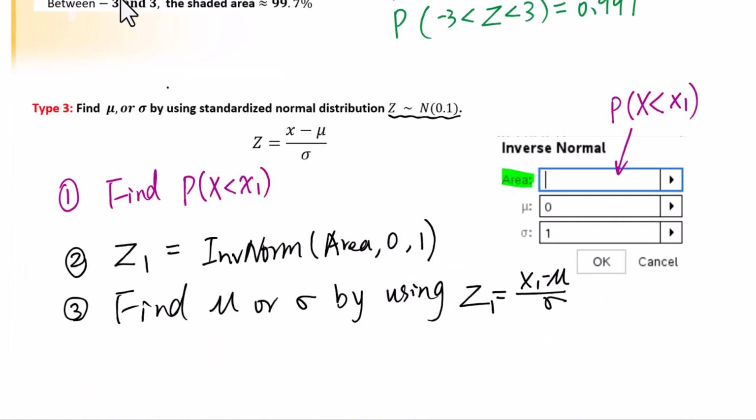0.997. Type 3, find the mean or standard deviation. First step, find the probability of x less than x1, because in stats, area always means probability of x less than x1. Then we will do inverse norm to find Z1. Then you can find mean or standard deviation by using this formula. This formula is given in the booklet.